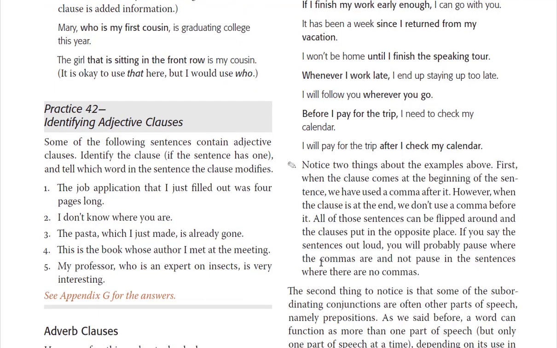Notice two things about the examples above. First, when the clause comes at the beginning of a sentence, we have used a comma. So whenever the dependent clause is at the beginning of a sentence, we use a comma. However, when the clause is at the end of the sentence, we don't use a comma. All of these sentences can be flipped around and the clauses put in the opposite place. And if you say the sentences out loud, you will probably pause where the commas are and not pause in the sentences where there are no commas.